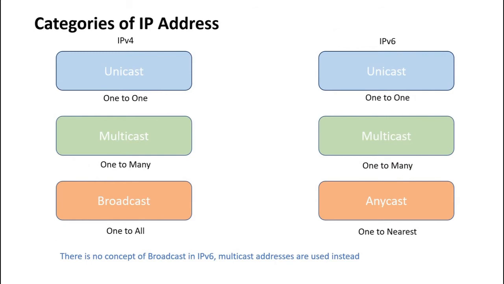There are some categories of IP addresses. Like in IPv4, we used to say unicast, multicast, and broadcast. Unicast is one-to-one, meaning you are communicating from a server, or you are trying to communicate with one of your friends. You are sitting here and you are communicating to someone else. That's one-to-one. You are chatting or doing some data transfer. That is a unicast.